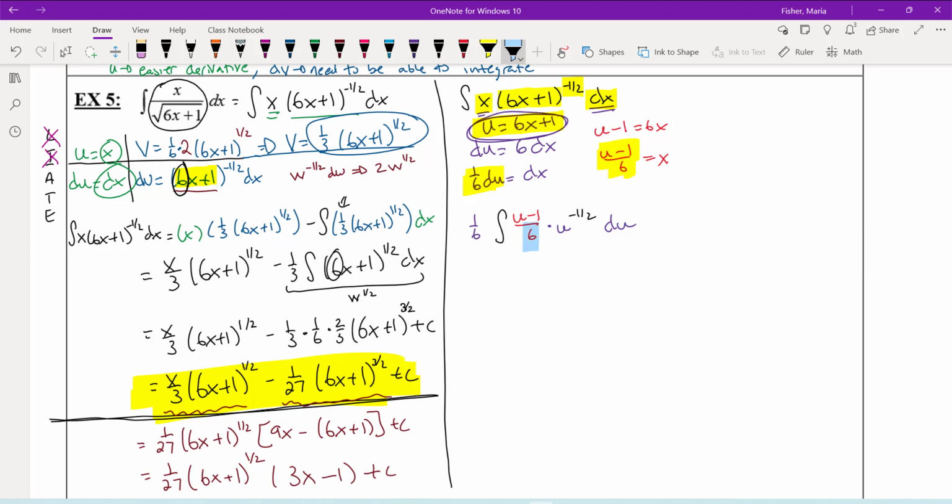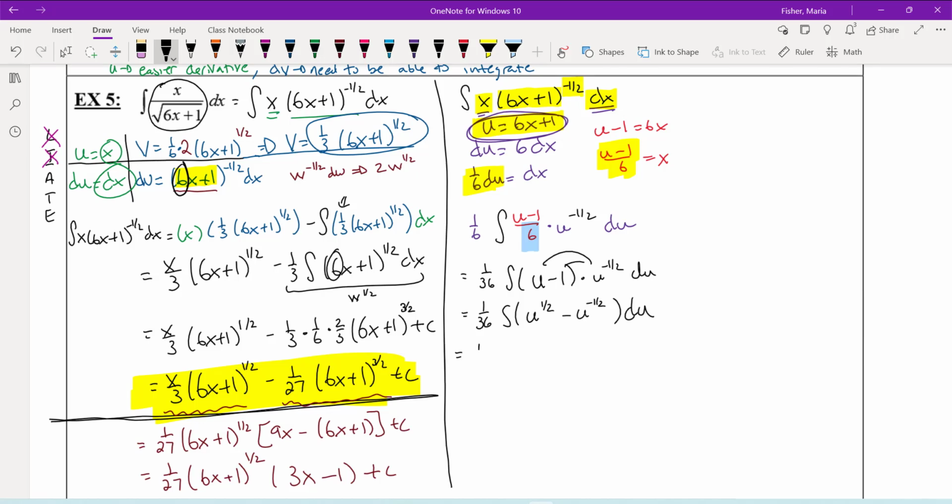Now, this 6 in the denominator is a constant multiplier. I can take it out of this integral, and now we're looking at 1 over 36 times the integral of u minus 1 times u to the negative 1/2 du. I could then distribute my u to the negative 1/2 and end up with a u to the positive 1/2 minus u to the negative 1/2 du.